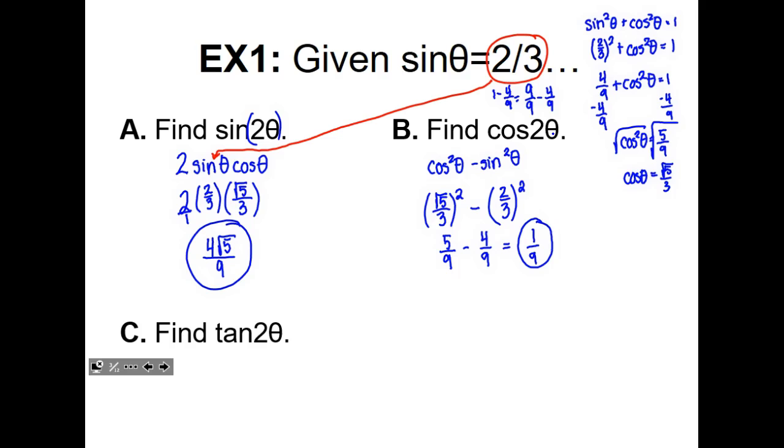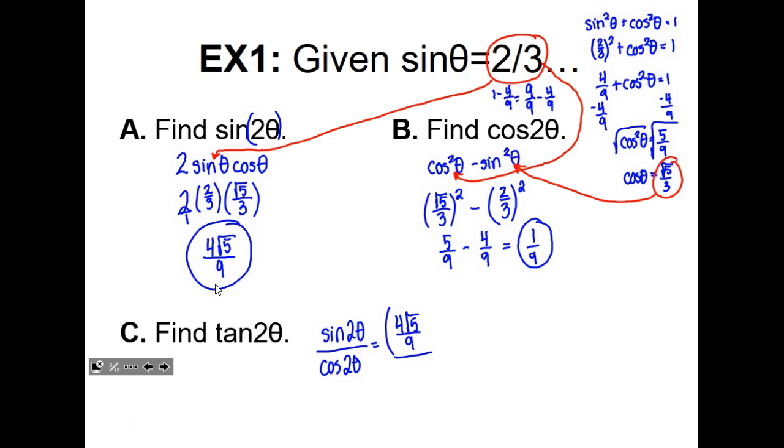So basically, you need to find your sine of theta and cosine of theta first, and then you're just going to plug that in to whichever formula you need to use there. And then tangent of 2 theta, since we've already found sine and cosine, we're just going to do sine over cosine. So we're doing sine of 2 theta over cosine of 2 theta. Sine of 2 theta was 4 square root of 5 over 9, and cosine of 2 theta was 1 over 9.